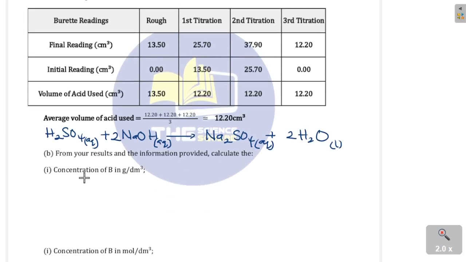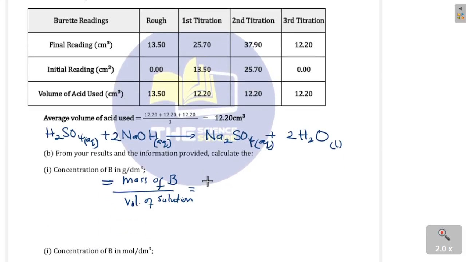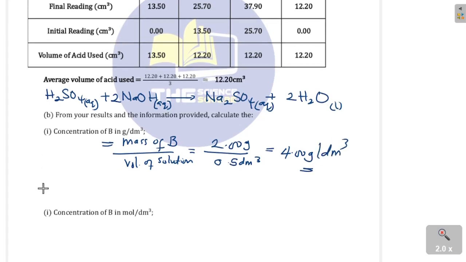So it is easy to calculate the concentration of B in grams per dm cube. The formula is: concentration of B in grams per dm cube is going to be mass of B divided by volume of solution. You are told that 2 grams was dissolved in 500 cm cube, so you have to convert the 500 cm cube to dm cube. That's 2.00 divided by 500 cm cube; if you divide by 1000, you get 0.5 dm cube. So upon division, you get 4.00 gram per dm cube as your concentration of B in grams per dm cube.